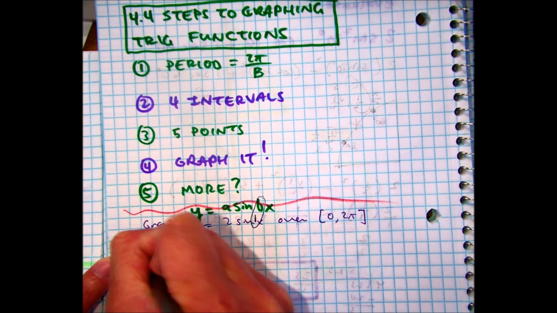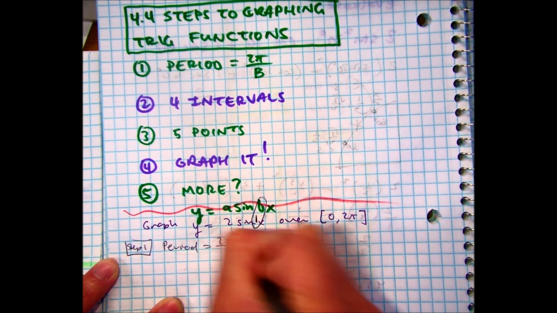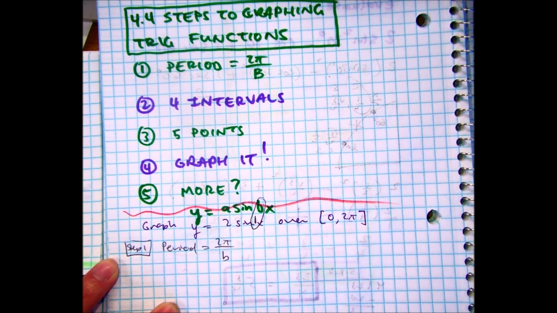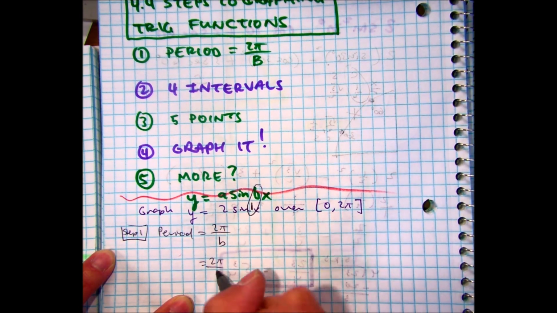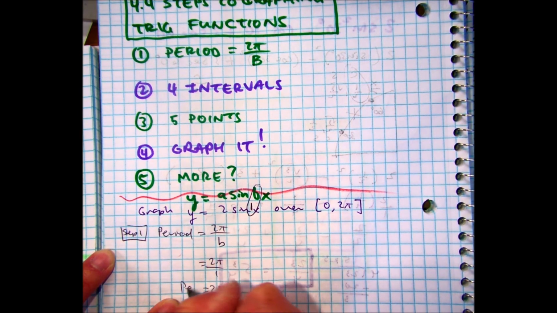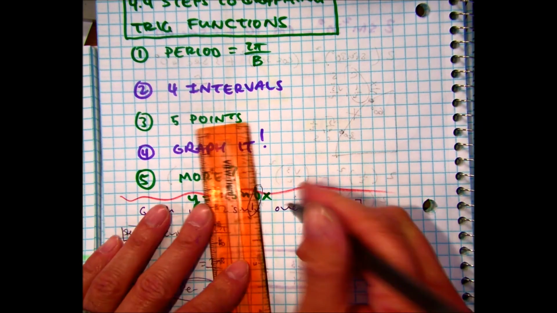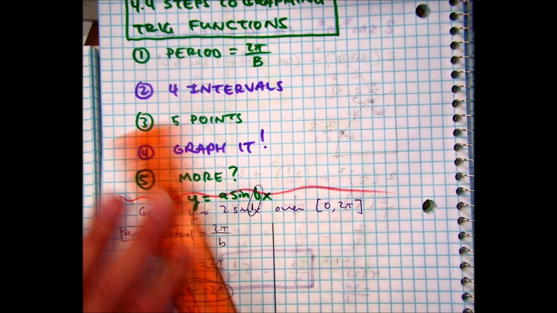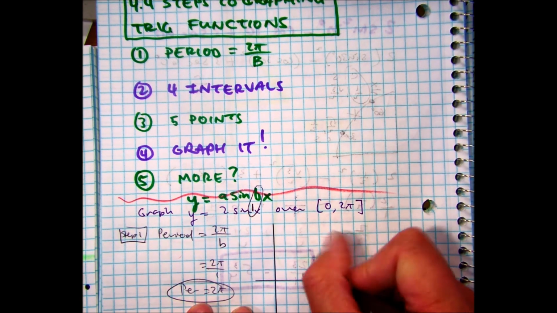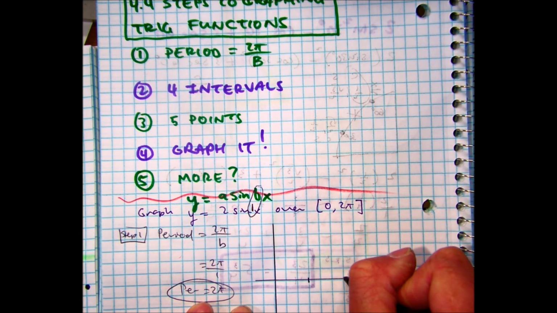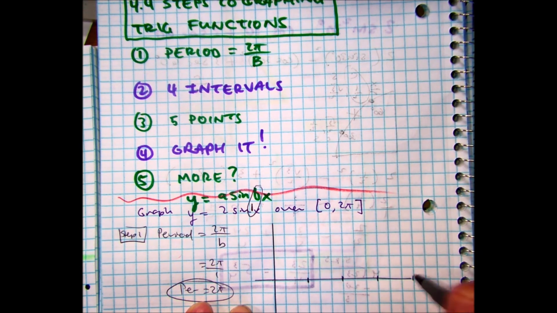So step 1, I'm going to find the period. I'm going to use the equation 2 pi over b. So 2 pi over 1 is just 2 pi. My period is 2 pi. The graph is going to finish by 2 pi. Nice increments, 3, so 1, 2, 3, 4, 5.